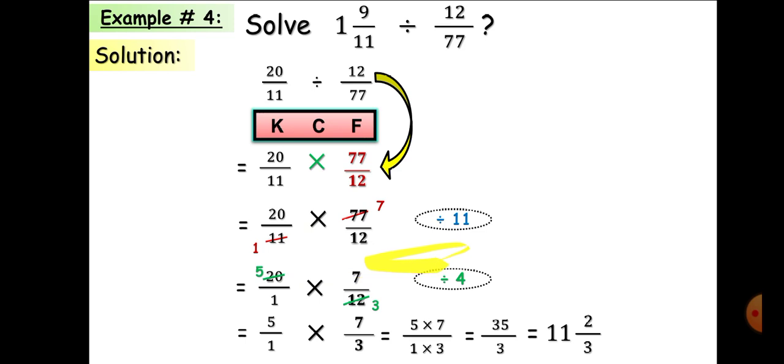Okay, so here I can see 11 and 77 are divisible by 11, so that gives me 20 over 1 multiplied by 7 over 12. And here 20 and 12 are divisible by 4, that gives me 5 over 1 multiplied by 7 over 3. Now no more simplification, so multiply the numerator with numerator, denominator with denominator. You're going to get 5 times 7 over 1 times 3, which is 35 over 3. It's an improper fraction, so change it into a mixed number. You're going to get 11 whole 2 over 3.